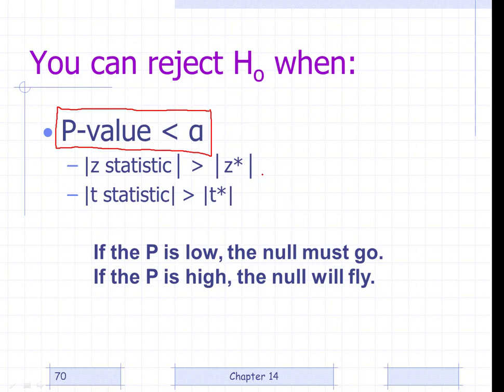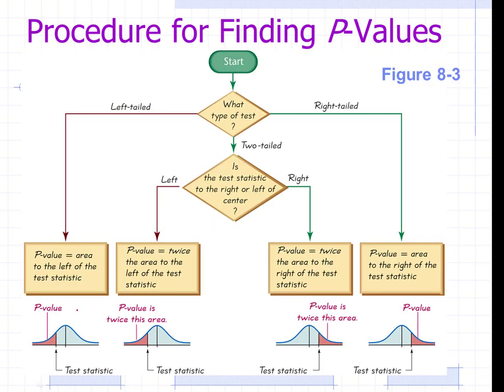If we did this before technology, we would compare the absolute value of our z-statistic with our critical z, and when we're doing means, it might be a t-statistic. Don't worry about that right now. And here is a really great flow chart that in your book is on page 364.